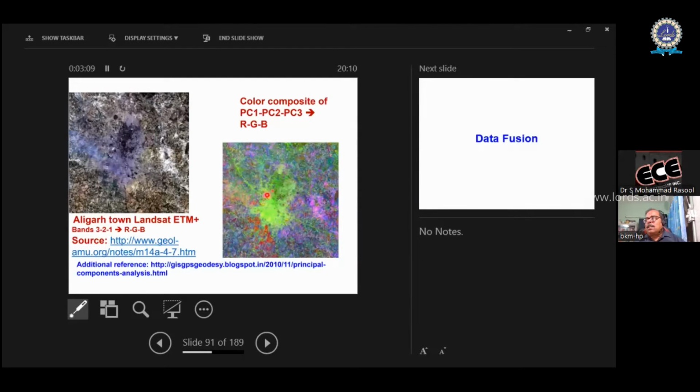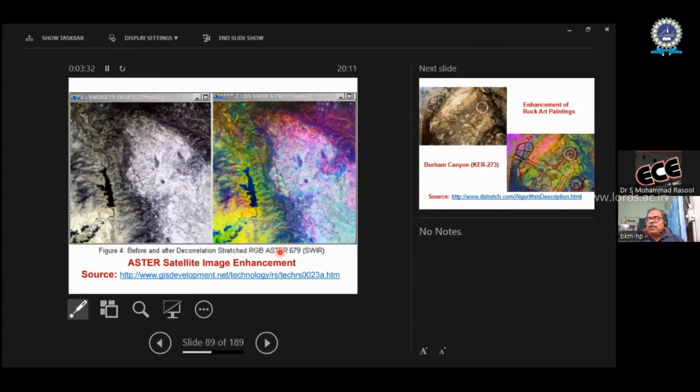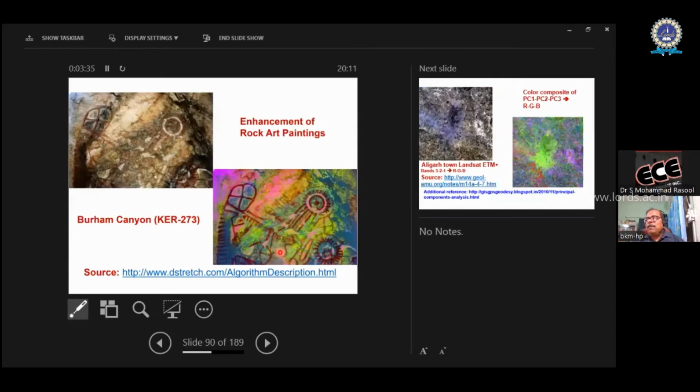And this is Aligarh town, and I think this is the city, some highway running through the city, plus some fields outside, etc., etc. So these are all color enhancements through principal component transform.